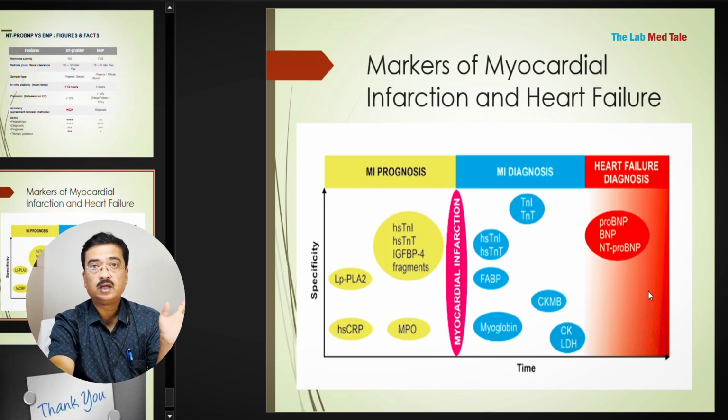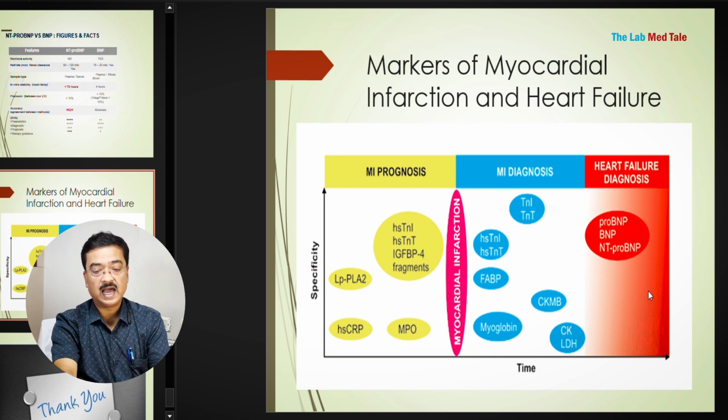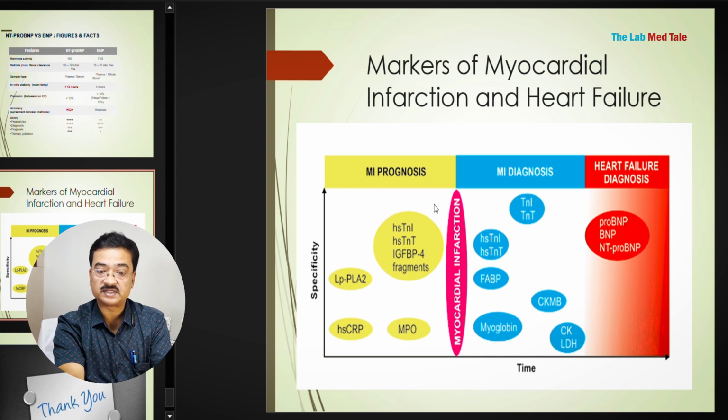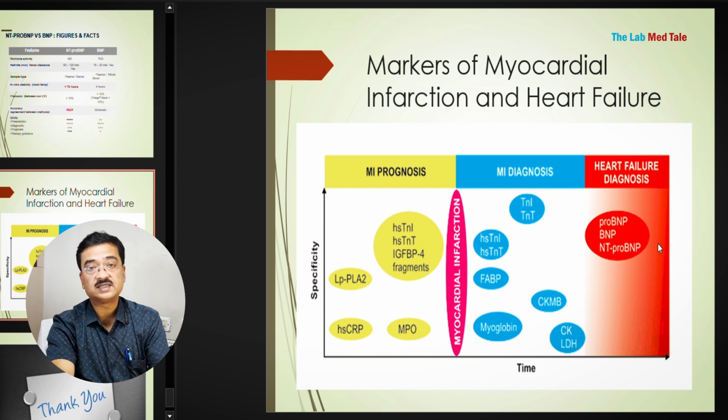So therefore, I conclude all the things about cardiac biomarkers. I have already given it in the last slide also, that there are markers for different purposes. For prognosis, we use all these markers. For MI diagnosis, we use these markers. And for heart failure diagnosis, we use these markers. So as a whole, all of this concludes the cardiac biomarkers in a nutshell.